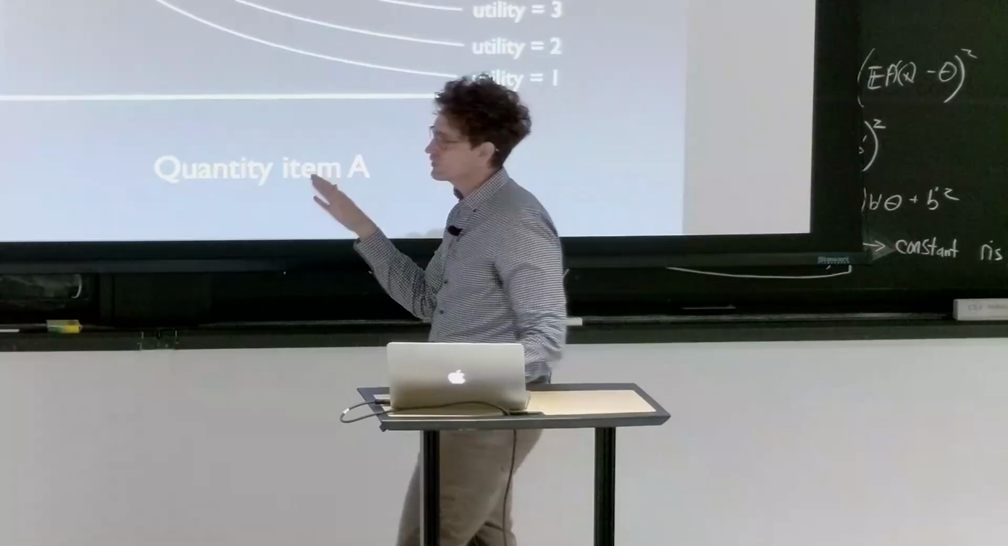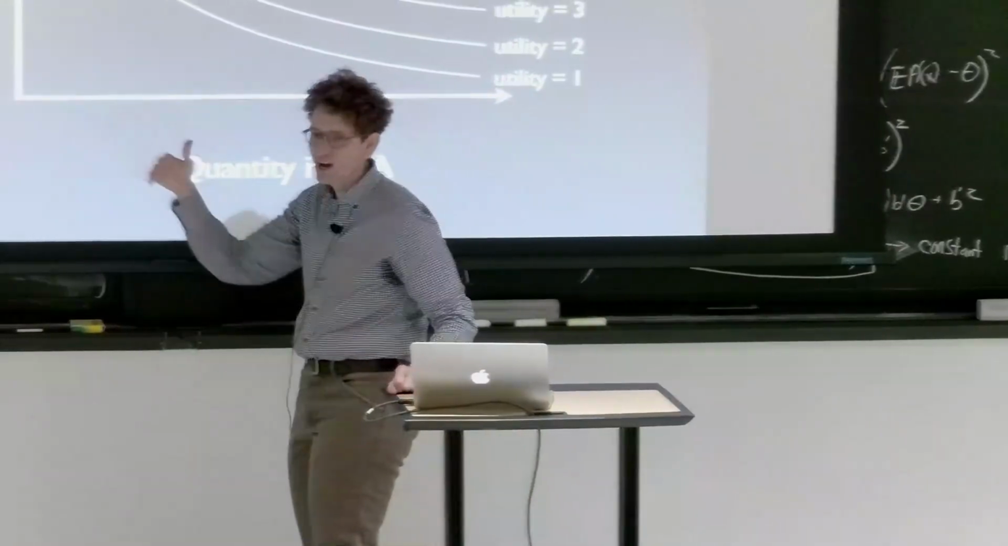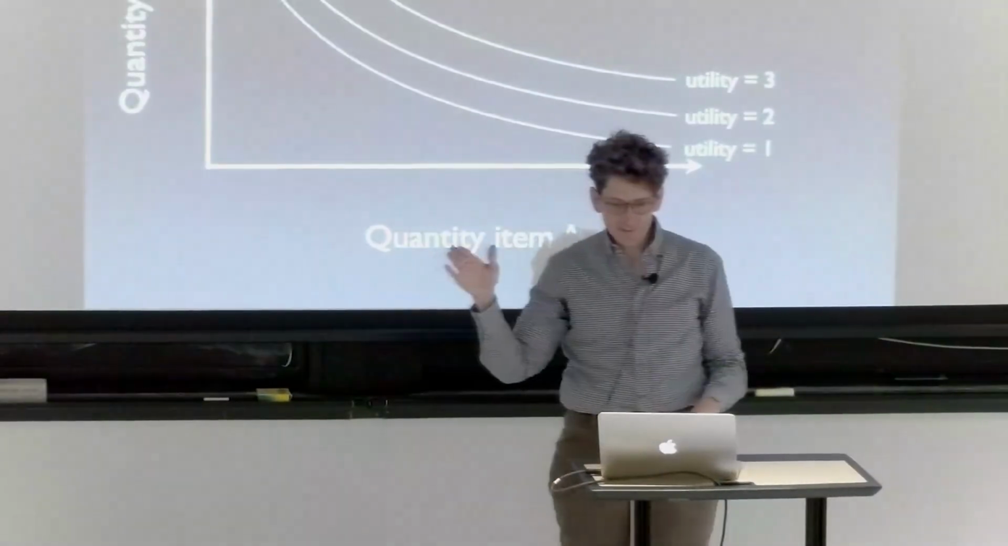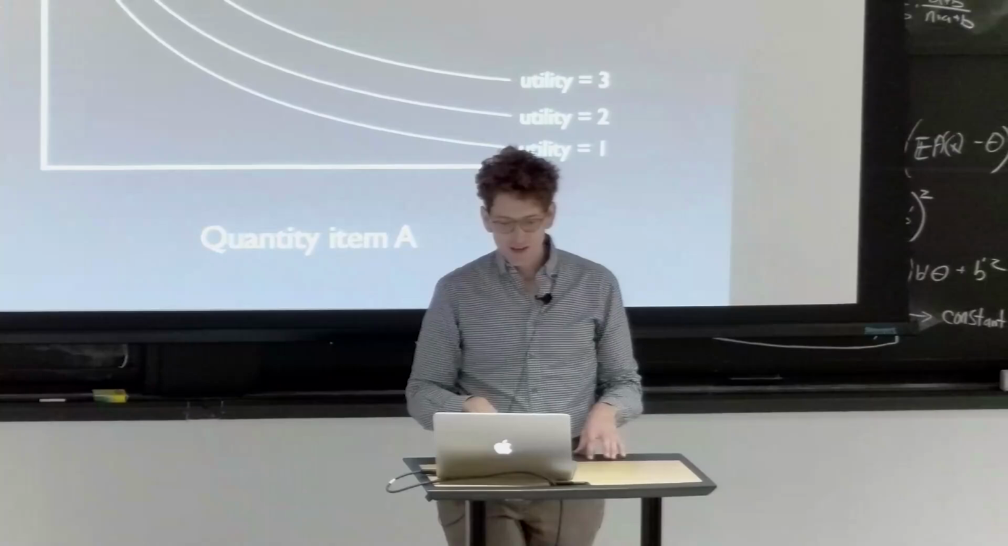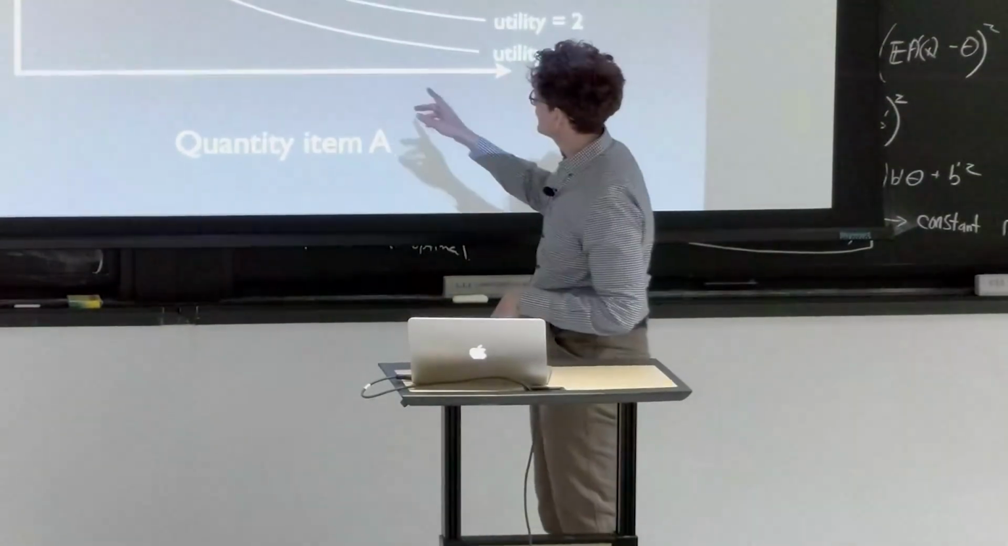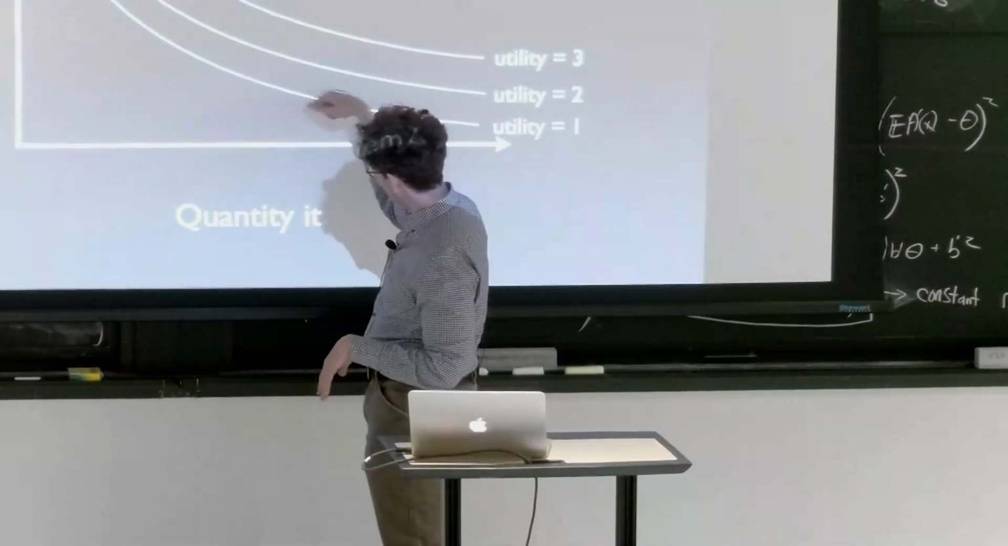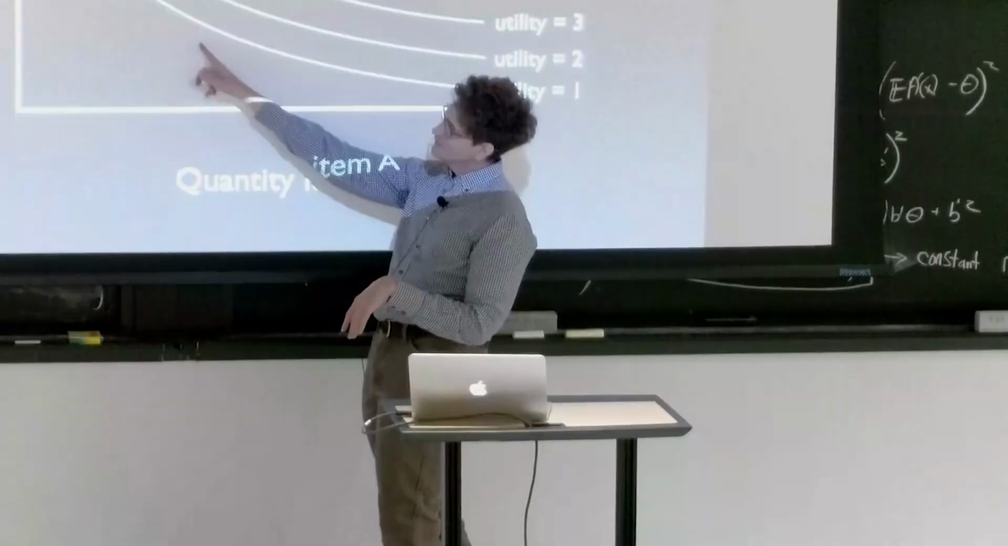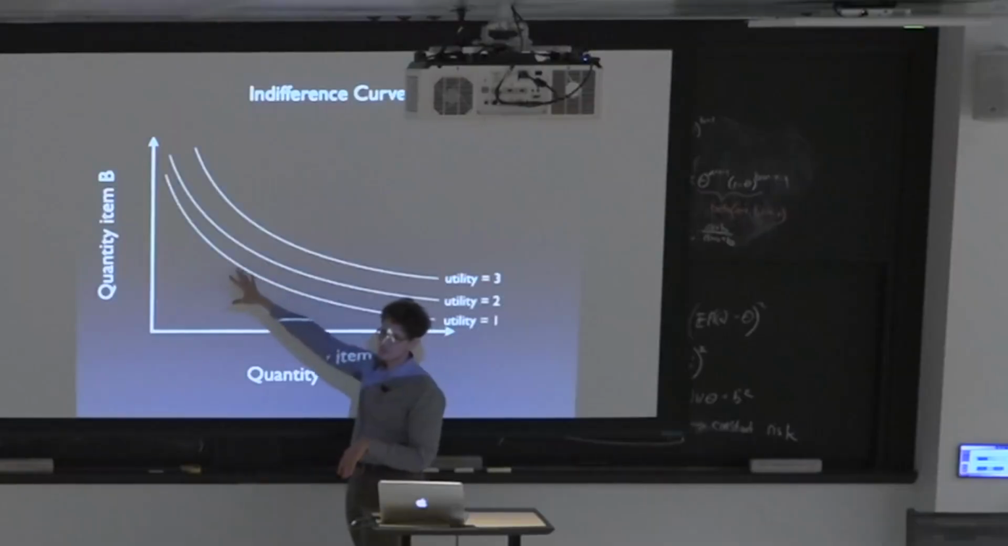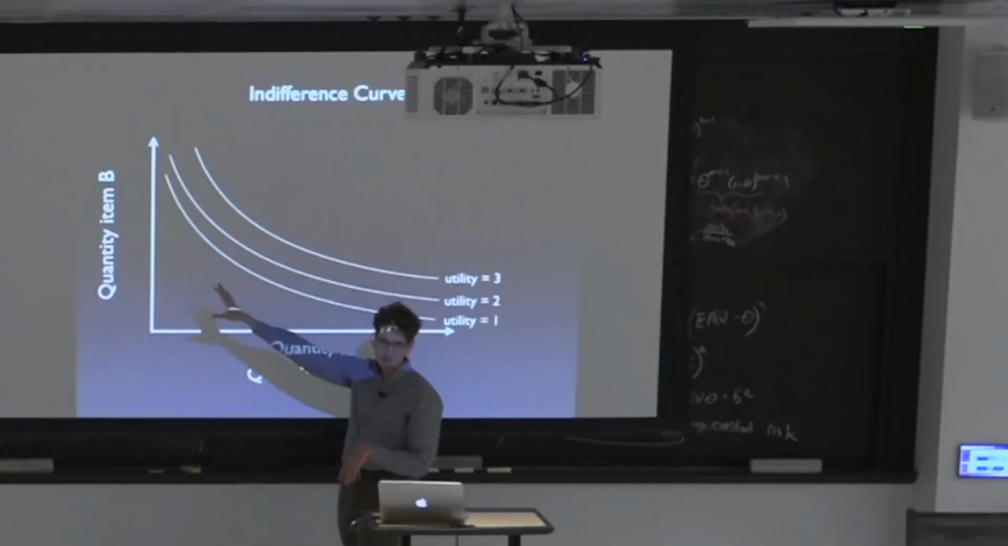A key feature of these curves is that they are convex. They have this shape to them. And that means as you take away a little bit of item A, you need a disproportionately greater amount of item B to offset.